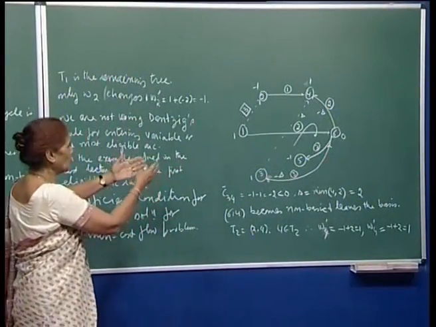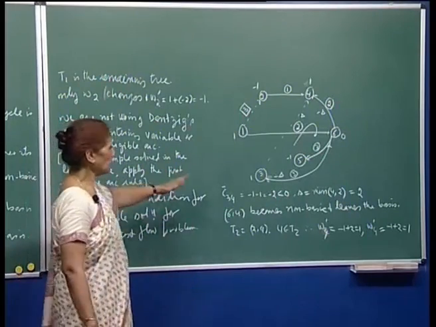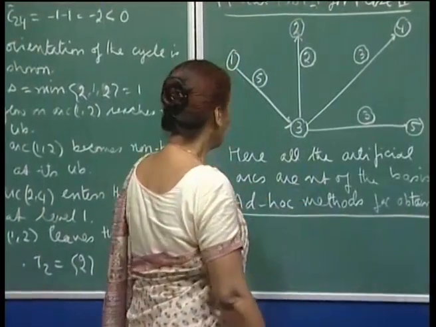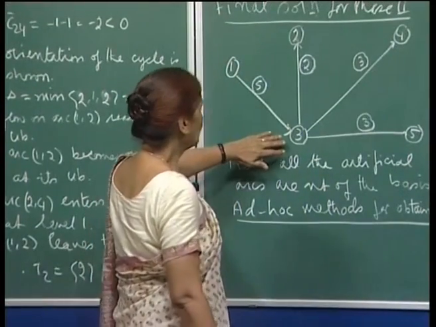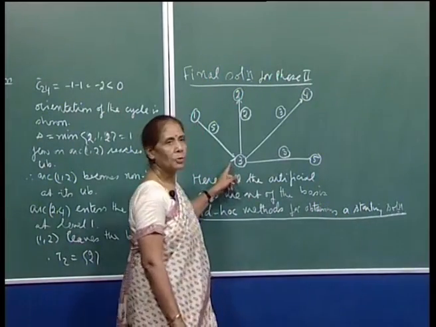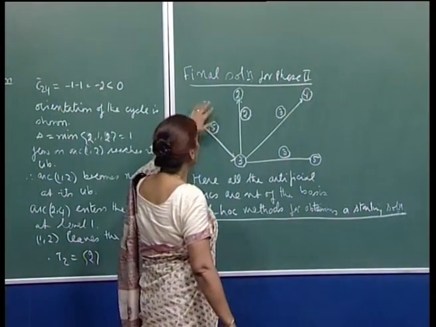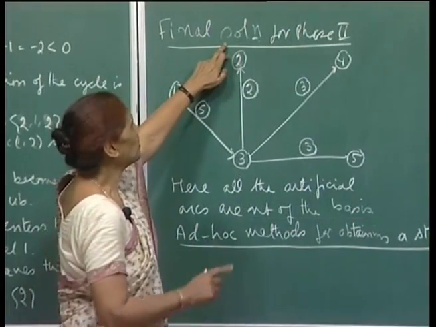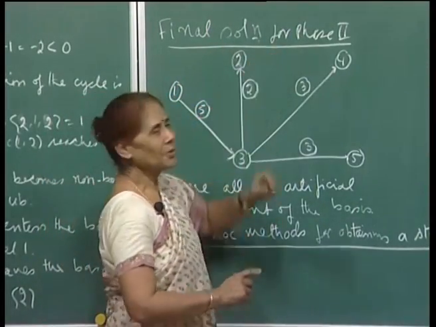But now here finally, I just want to show you what will be the final solution that you will obtain at the end of phase 1, and then you can begin your phase 2. So, we continue with phase 1, and this is what you will get at the end of phase 1. So, all artificial variables are out of the basis, right. I have written here final solution of phase 2. What I meant is that final solution of phase 1, and now you can begin your phase 2.